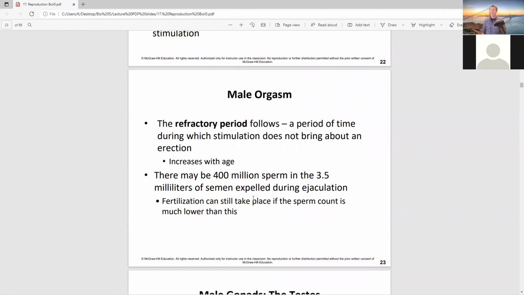So after that, there's a refractory period, a period of time during which stimulation does not bring about an erection, and this increases with age. There may be 400 million sperm and 3.5 milliliters of semen expelled during ejaculation. Fertilization can still take place if the sperm count is much lower than this.